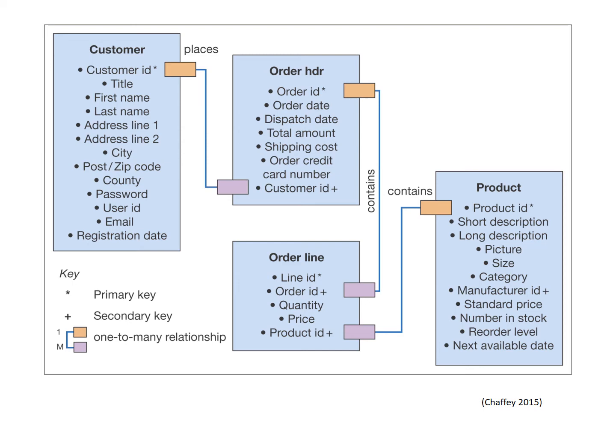Again, if you look at the product specification: product ID, short description, long description, the picture of the product, the size, the category, the manufacturer's ID, standard price, number in stock. Again, what's linking the order line of the products is the product ID, and the product ID links to the product information.